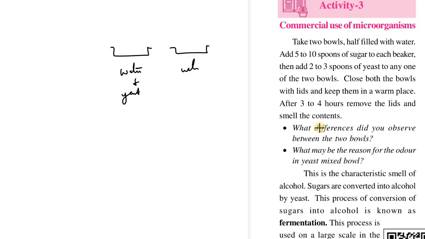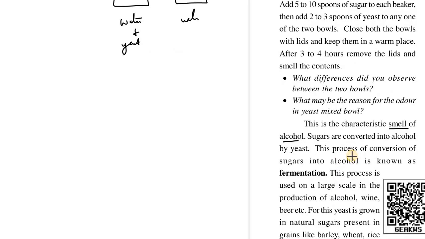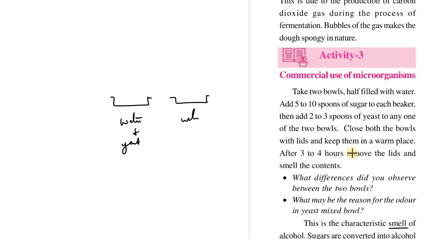Now what differences did you observe between the two bowls? You will see that there is a characteristic smell of alcohol in the bowl where you have added the yeast. But why is this happening? Actually, what have you added in both of them? You have added sugar plus water, right? And then you have given yeast. So what is happening? The yeast is feeding on effectively the sugar, right?